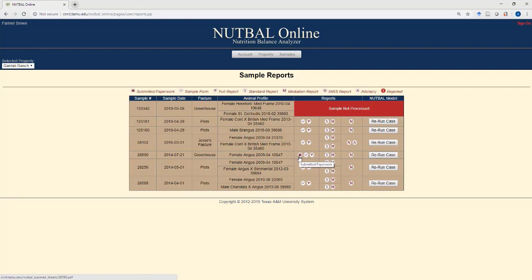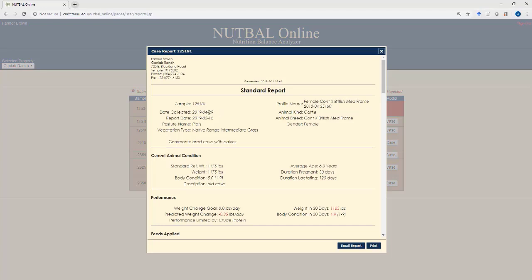If you click it, it'll automatically go to download that file. If you click any of these other icons, it'll just produce a pop-up on your NUTBAL online screen. And so I'm going to click this full case report because we're going to go through today how to interpret the data you'd see in your standard report.